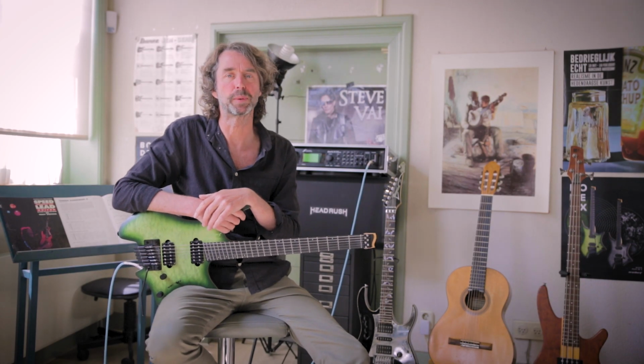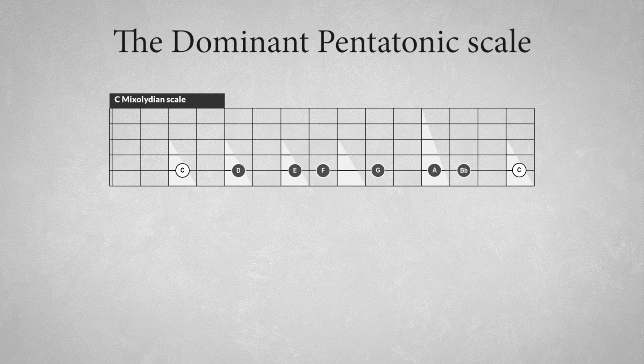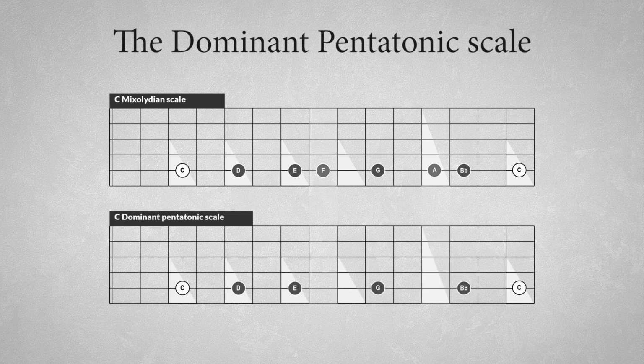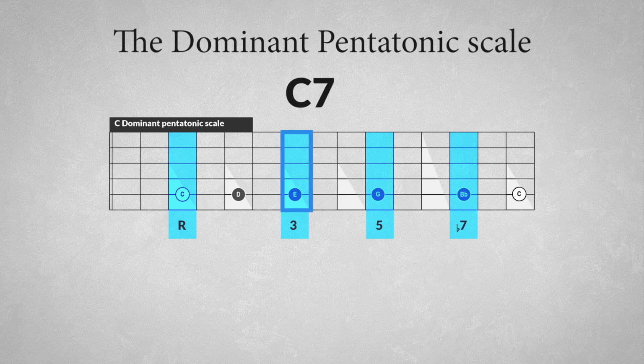Now the major pentatonic scale is derived from the diatonic major scale by removing the 4th and the 7th degree. A similar technique is used with the Mixolydian scale to create a dominant pentatonic scale by removing the 4th and 6th degree from that Mixolydian scale. The result is a scale that contains the notes of the dominant 7 chord, the root, the major 3rd, the 5th and the minor 7th, with an addition of the 9th. So the dominant pentatonic scale is much like a dominant 9 arpeggio, though played like this it feels more like a pentatonic scale.